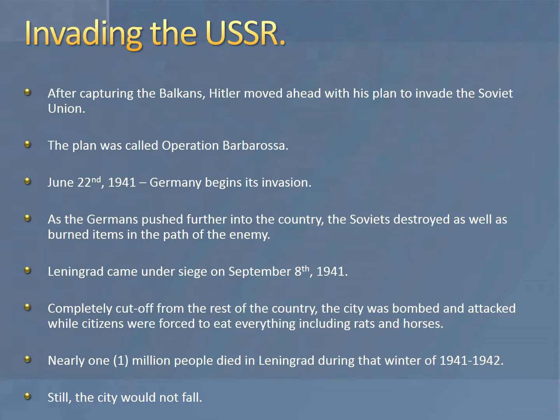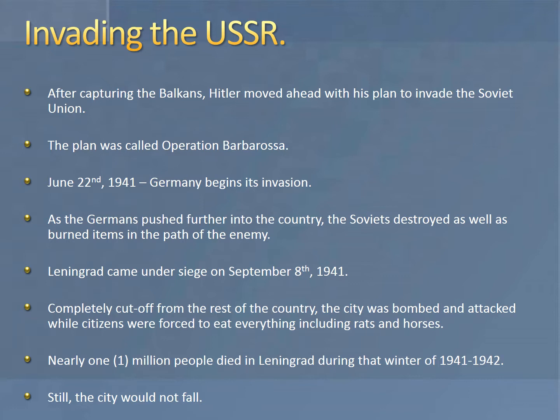So, invading the USSR. After capturing the Balkans, Hitler moved ahead with his plan to invade the Soviet Union. The plan was called Operation Barbarossa, and June 22nd, 1941, was when Germany began its invasion. The Germans pushed further into the country, and as they did this, the Soviets destroyed as well as burned items in the path of the enemy. They destroyed property, livestock, everything. You may remember that the Russians had done this before when Napoleon invaded Russia back in the 1800s. This is known as the scorched earth policy. We talked about that a little bit. So the Soviets are going to use this again.